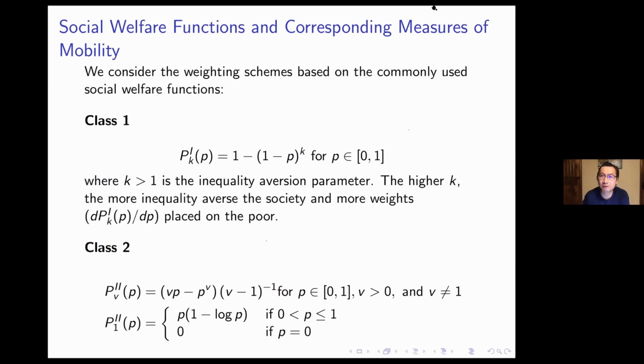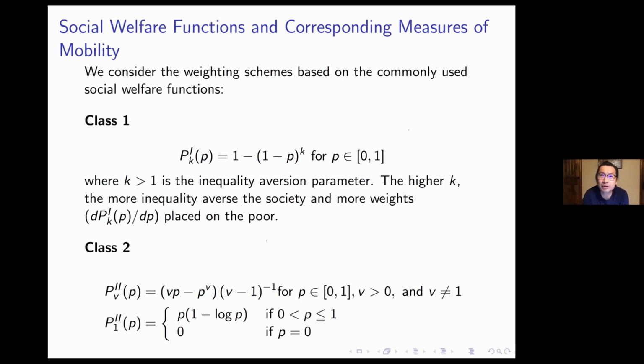So this is the welfare function. The p here is the rank. K is the inequality aversion parameter: how inequality averse this particular person is. The higher the K is, the more inequality averse the society, and more weight is placed on the poor. The weight corresponds to the derivative of the preference function, and that is what motivates how we derive our estimator.